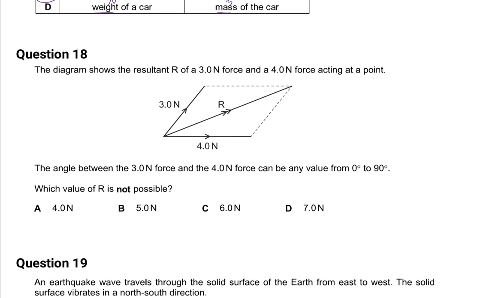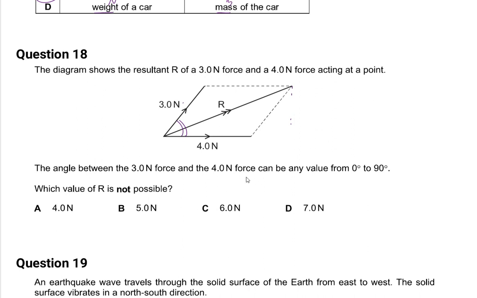What do we have here? Now, this shows the resultant force of this and this. So this is a resultant force here. The angle between this and this can be any value between 0 and 8. Which value is not possible? Very, very amazing, isn't it? So which value is not possible?